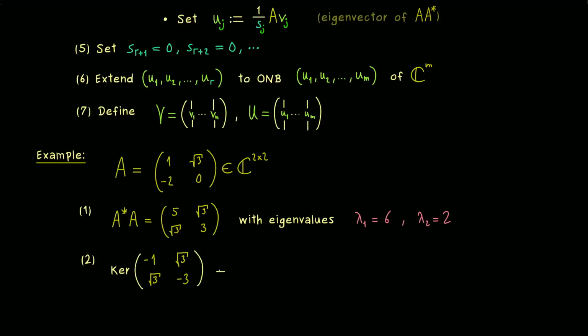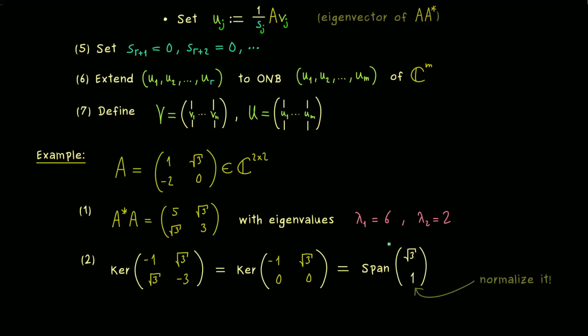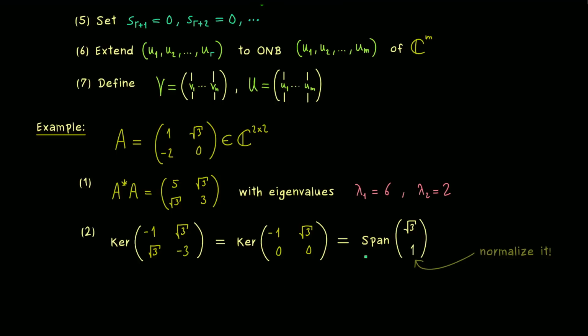And there, as always, we can just do some Gaussian elimination. And then we see that we can completely eliminate the second row. Hence, it's a one-dimensional kernel spanned by a single vector. And there you know, in general, we want to find an orthonormal basis of this span. So in this case, it's quite simple. We just have to normalize it. So we just have to divide by the length, and then we have our v1. So it's 1/2 times the vector square root of 3, 1.